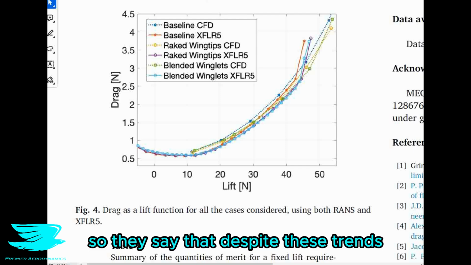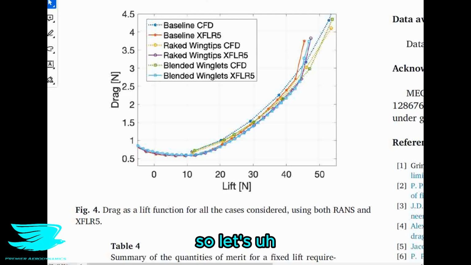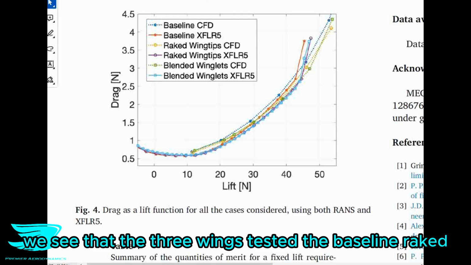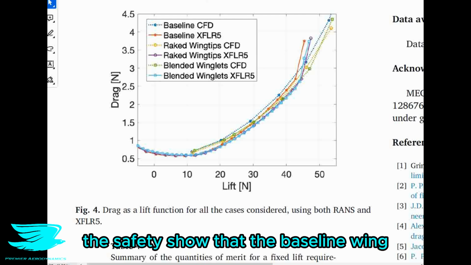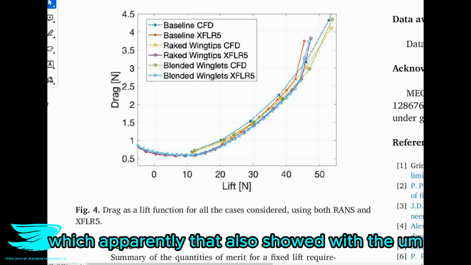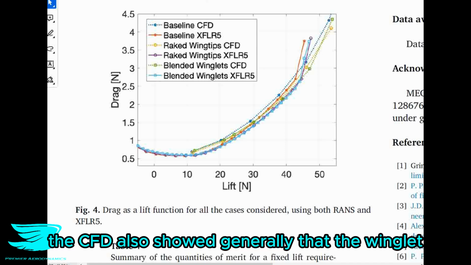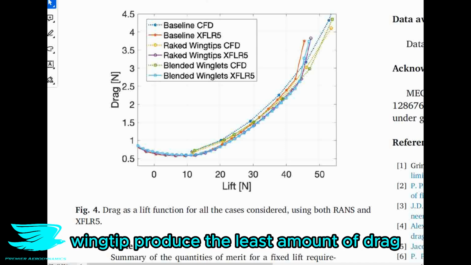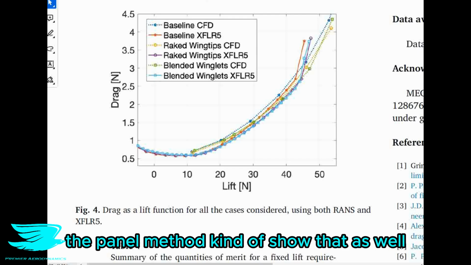So they say that despite these trends, the CFD and XFLR5 gave the same general trends. So let's look at that. In figure 4, we see that the three wings tested, the baseline, raked wingtip, and winglet wing, followed the trends quite well when it came to the overall drag. For example, the CFD showed that the baseline wing produced the most drag, which is the dark blue dash line, which the panel method also showed with the browny orangey star. The CFD also showed generally that the winglet wingtip produced the least amount of drag, less drag than the raked wing. The panel method kind of showed that as well, but marginally.